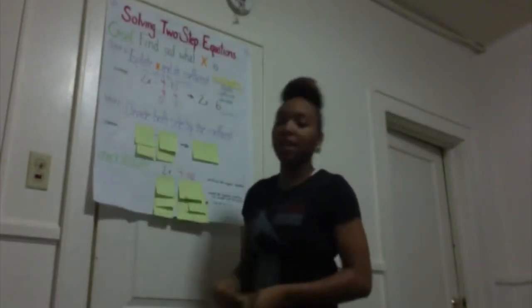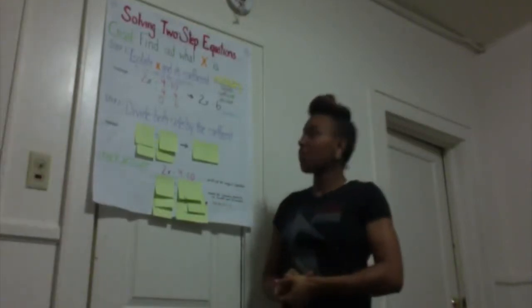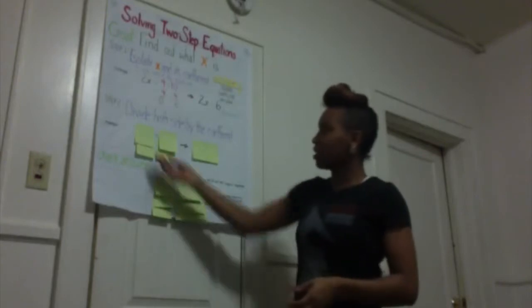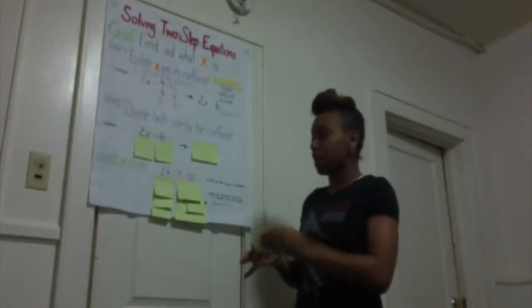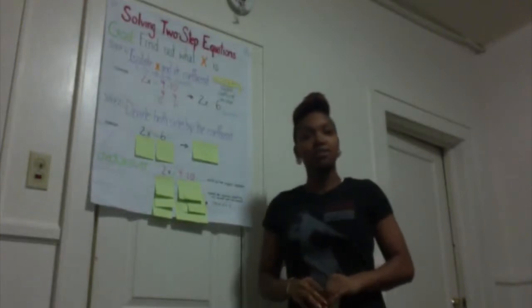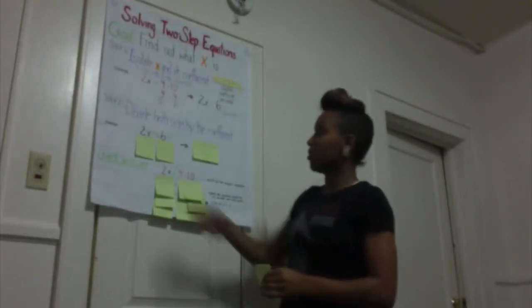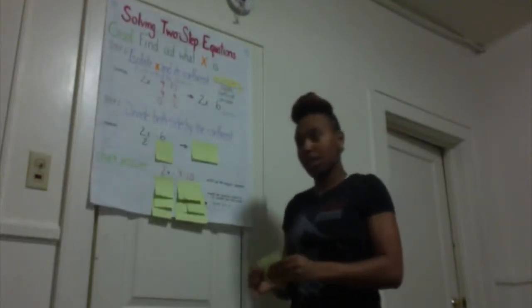Step 2. Would anybody like to read step 2? Yes. Divide both sides by the coefficient. Correct. So here's our equation again, our simplified equation, 2x equals 6, and our coefficient is? 2. Good job. So we want to divide on this side, and once again, anything that we do on one side, we do on the other, yes? So we divide this side by 2 also.